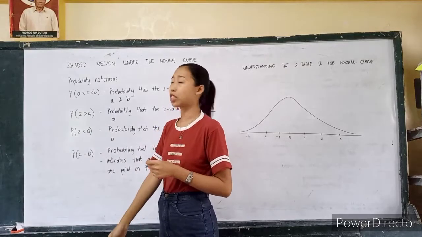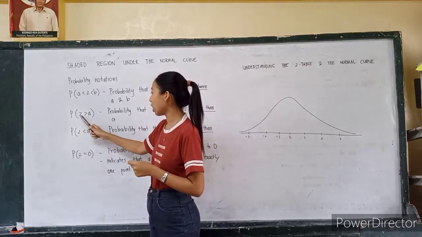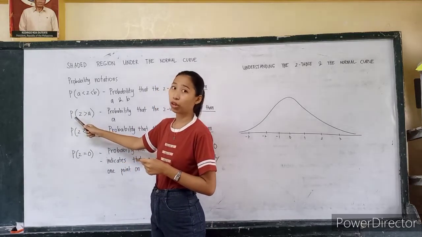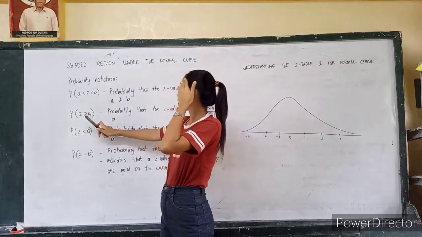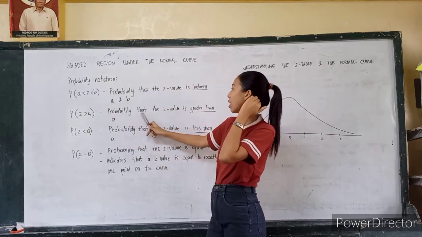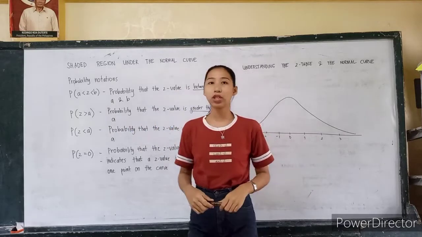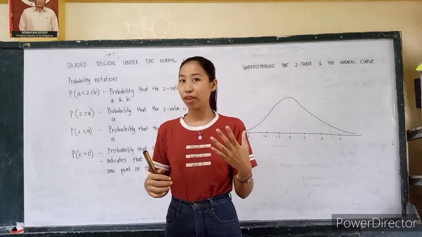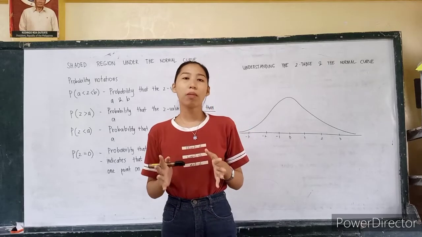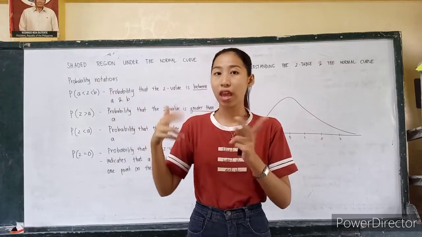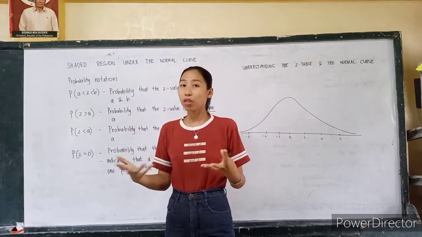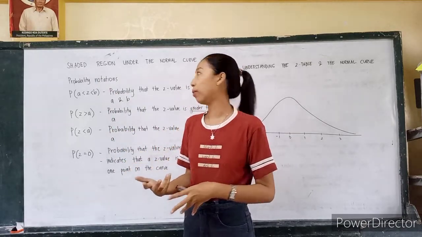The second notation is P of Z greater than A. This is the probability that the Z value is greater than A, or above A. So what is the probability that the Z value we are looking for is above A? A is another value given in the problem.